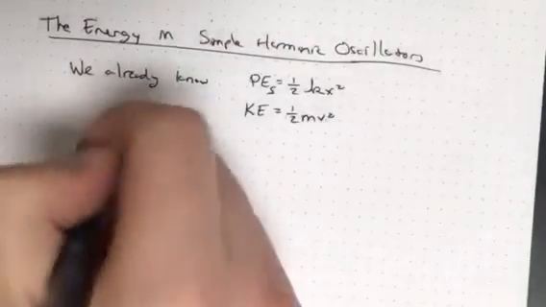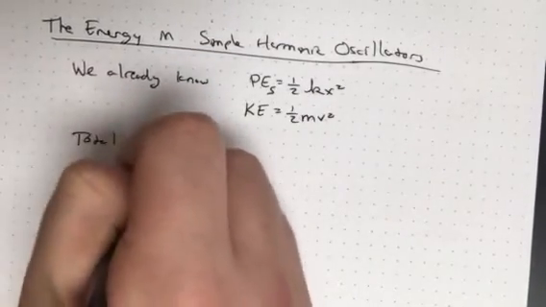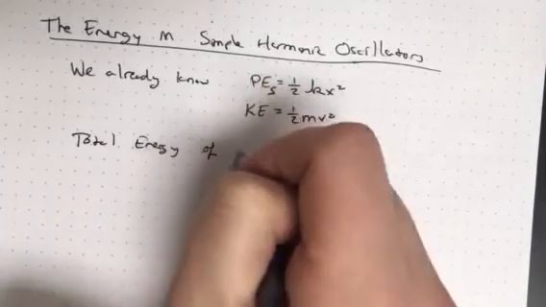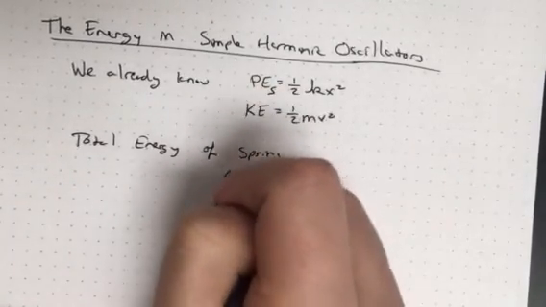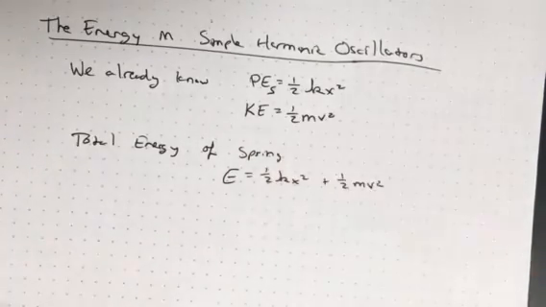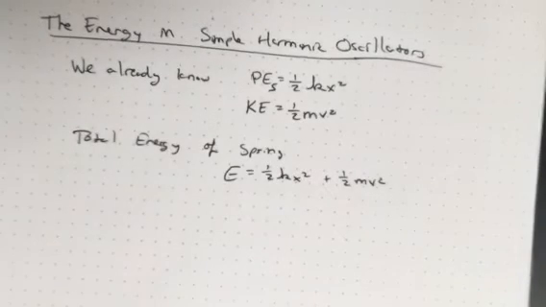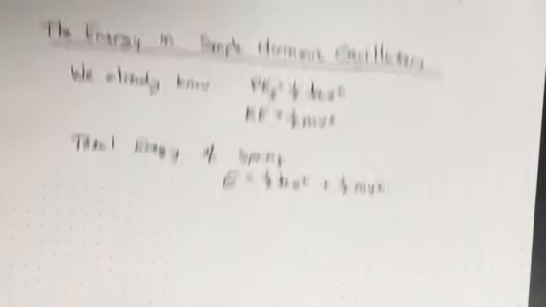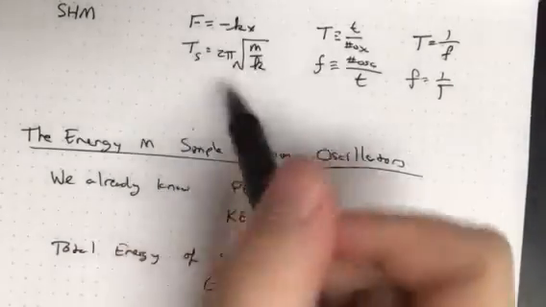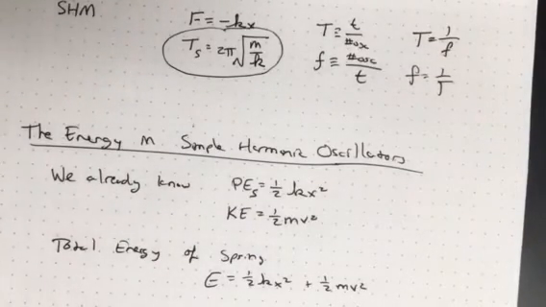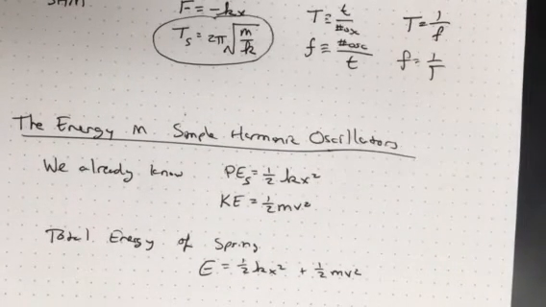Therefore, you could say that the total energy of a spring is going to be given by 1/2 kx squared, the potential energy, plus the kinetic energy, 1/2 mv squared. What I want to do real quick is show you how we use that information to get to this really strange looking equation. So I just gave this to you yesterday, but we didn't really talk about where it came from. So what I want to do is show you where it comes from.